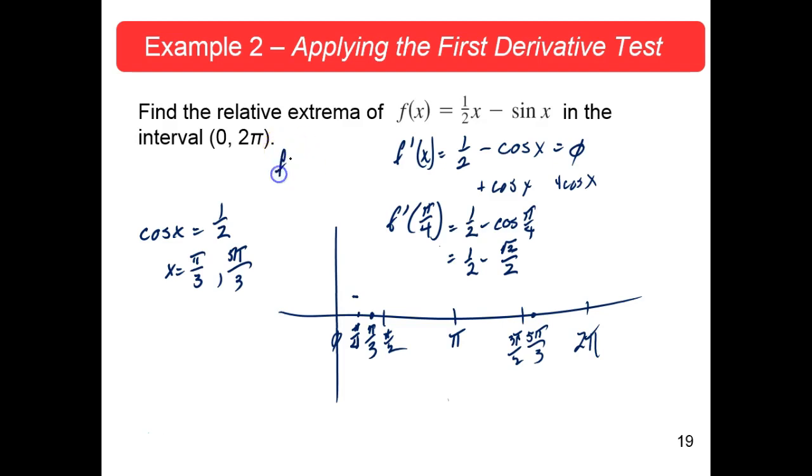So let's do f prime of pi halves. And that's going to be 1/2 minus the cosine of pi halves. And what is the cosine of pi halves? One. No, I don't think so. Sine of pi halves is 1. Oh, 0. Okay. So that makes 1/2 minus 0. What's its sign? Positive.